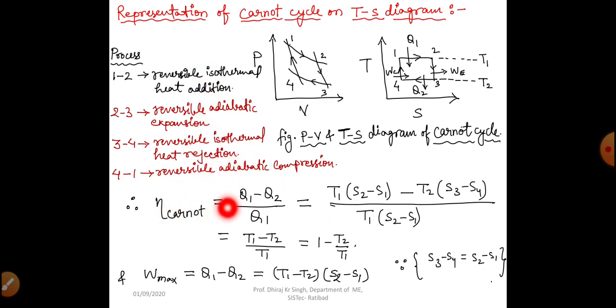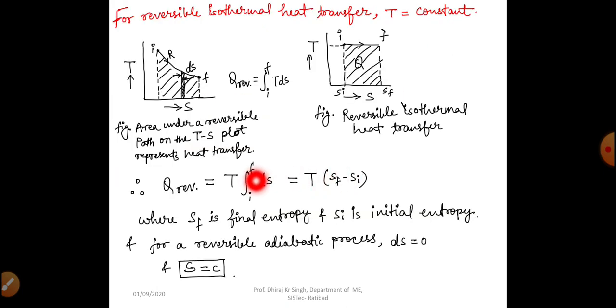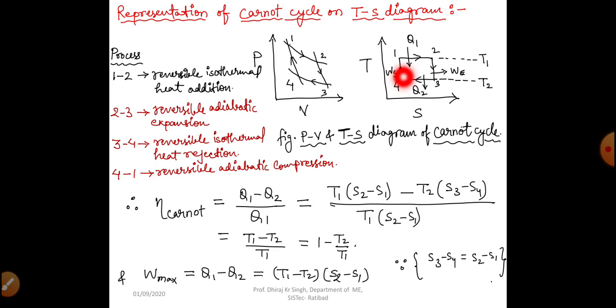So the efficiency of the Carnot cycle can be given as W net divided by heat supplied. W net will be equal to Q1 minus Q2. We have seen it earlier. Q1 minus Q2 is our output and Q1 is our input. So we can write Q1 as T1 into S2 minus S1. We have seen here that if you want to find Q reversible for this process, then we write T into S final minus S initial. Similarly for Q1 we can write T1 into S2 minus S1, right?